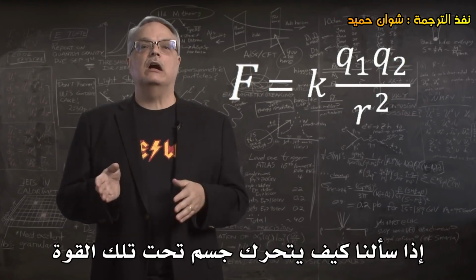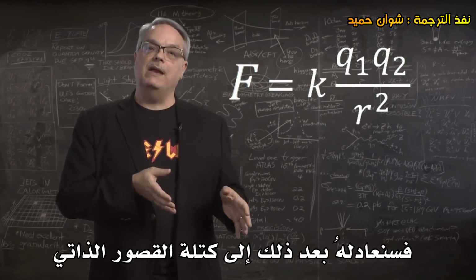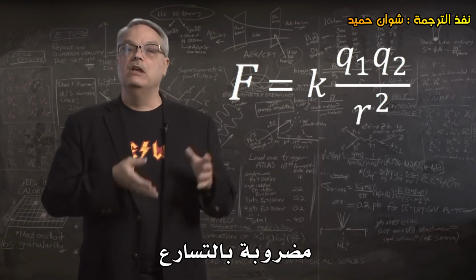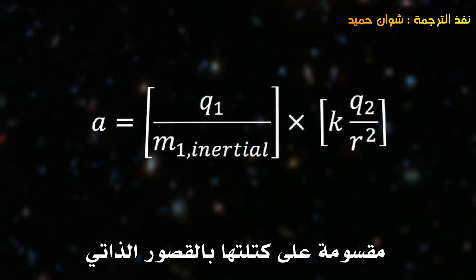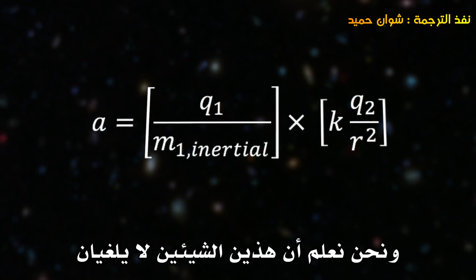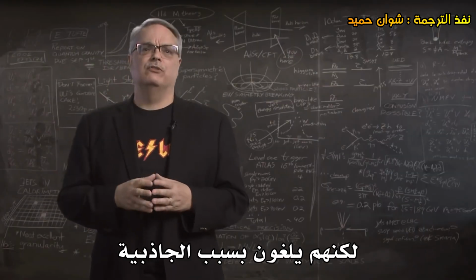If we ask how an object moves under that force, we would then equate it to the inertial mass times acceleration. If we solve for acceleration, we'd see an equation like we've seen before, but the ratio would be the electric charge of the ball divided by its inertial mass. And we know that those two things don't cancel. After all, charge and any kind of mass are different. But they do cancel for gravity.